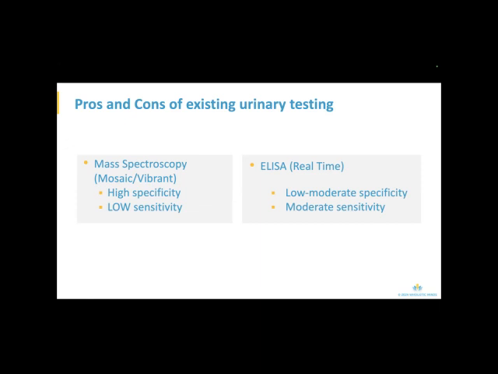And as you saw in the multiple cases of Mosaic, and I honestly have never used Vibrant, now that I think about it. I've had a few patients use it. The general consensus is Vibrant is not as accurate as Mosaic or real time. And then you've got ELISA, which is a different way of detection. Its sensitivity is higher, but its specificity is lower. And as you're seeing, food contamination can play a part in that.